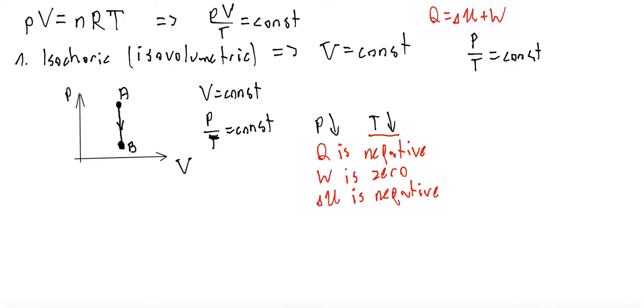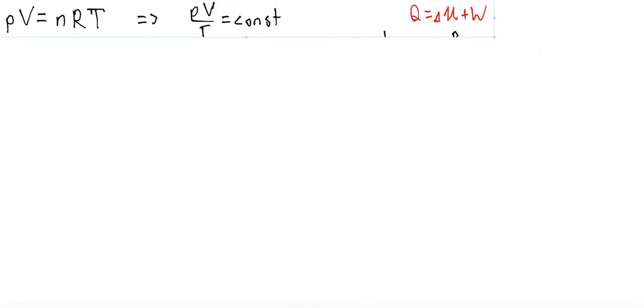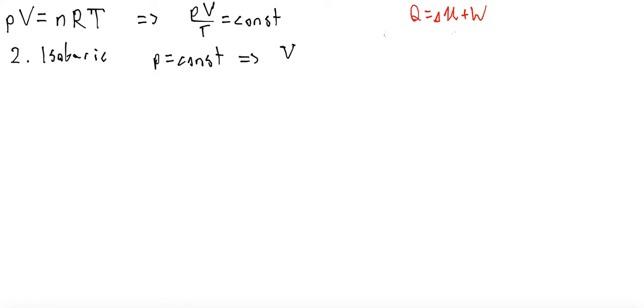So this is the first change of the gas, isochoric. I'm going to copy this. It will be useful for the next slide. Then the second change is isobaric. Okay, what does isobaric mean? Baric, pressure. So isobaric means constant pressure. So if pressure is constant, then the ratio V over T must also be constant.